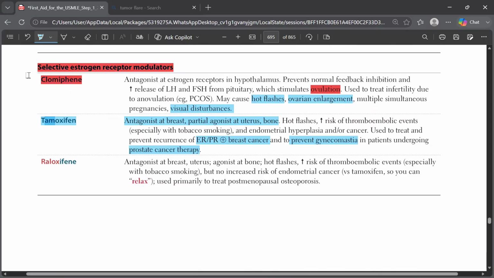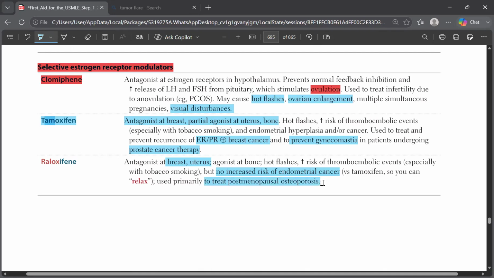That's the mixed function. Clomiphene again was an antagonist at estrogen receptor in the hypothalamus, and tamoxifen is an antagonist at breast. Then comes raloxifene. It is an antagonist at breast and uterus, okay, so both of them, and it is an agonist at bone only. It causes hot flashes, again, like tamoxifen. It causes increased risk of thromboembolic events, especially from tobacco smoking, again, like tamoxifen. But there is no increased risk of endometrial cancer versus tamoxifen. So you can relax. Used primarily to treat postmenopausal osteoporosis.